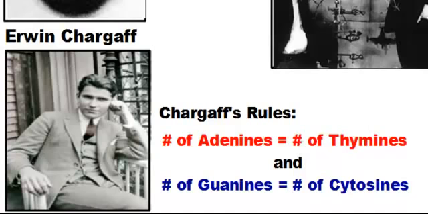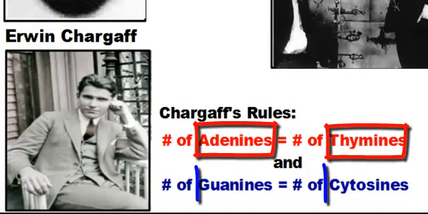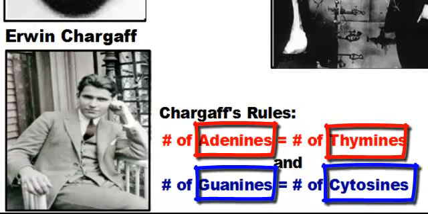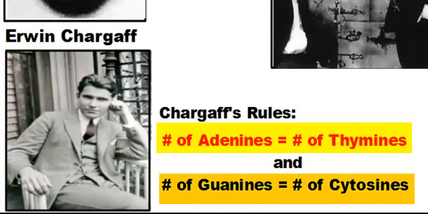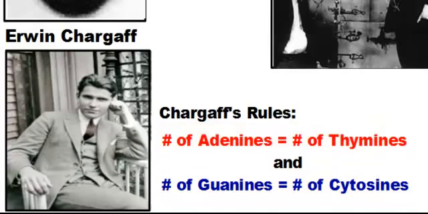Now, there are 4 nitrogen bases in DNA. There are adenines, thymines, guanines, and cytosines. And in his studies, he always noticed that the number of adenine bases were always equal to the number of thymine bases, and then the number of guanine bases were always equal to the number of cytosine bases. So if you had 10 adenines, you had 10 thymines. If you had 5 guanines, you had 5 cytosines. And we'll talk about more of the importance of this discovery later as we get into replication.